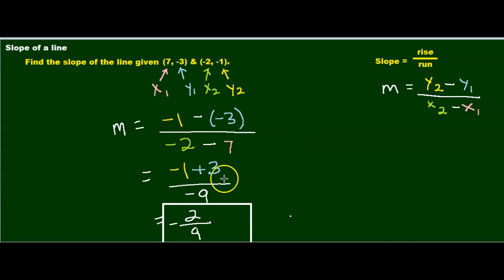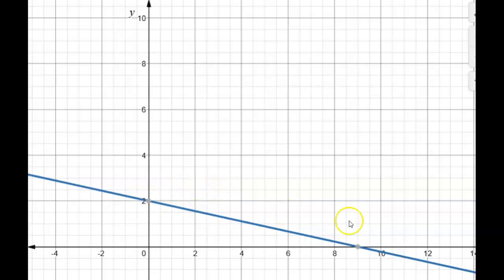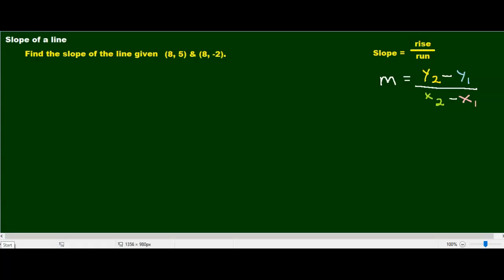Now I want to iterate that because we have a negative slope, your line is going to look something like that. It's going to be a downward slope versus our earlier example, which was a positive number, and it's going to be an upward slope. So on a graph, this is what it looks like. It's a downward slope, and from this point it went down 2 units over 9 units, and that's how we get the -2/9. Here's another example.